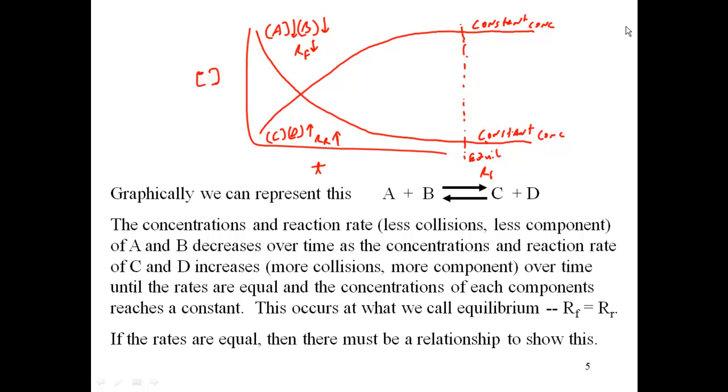That's the point where my forward rate will be equal to my reverse rate. So that point where the concentrations of A, B, C, and D become constant is the point of equilibrium, where my forward rate will be equal to my reverse rate. Since these rates are equal, there must be some mathematical relationship to show that, and we'll show you that in the next couple of slides. But first I want to show you a slide of a real example of this graph using a reaction.